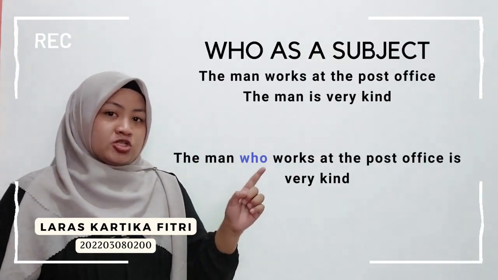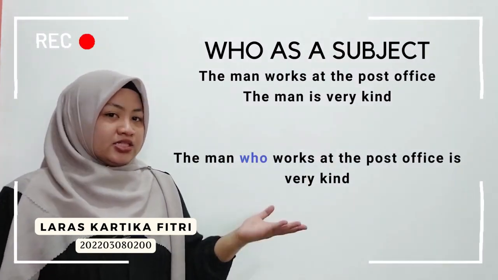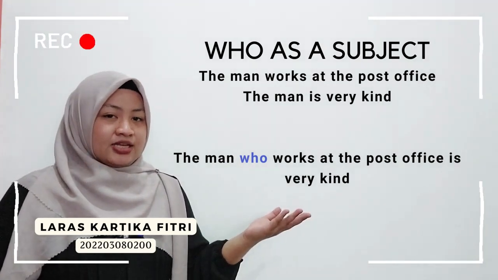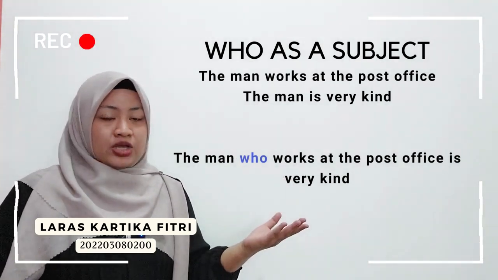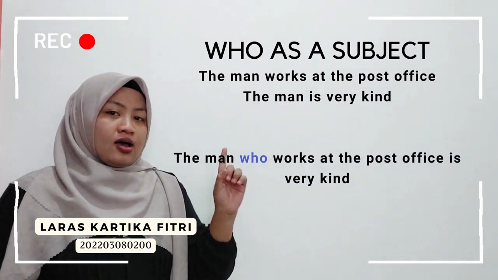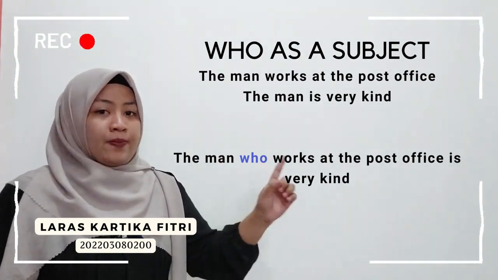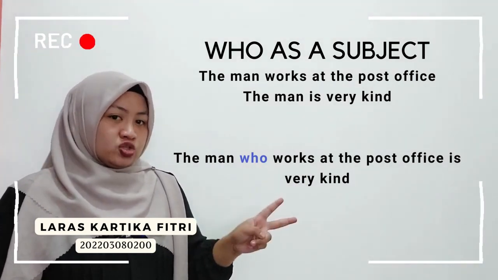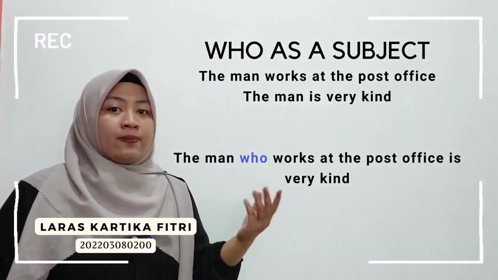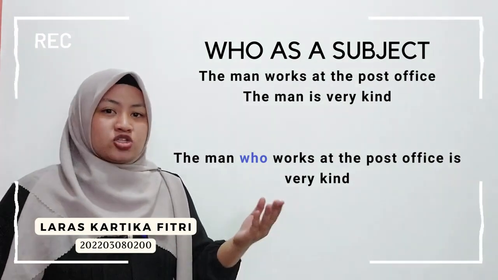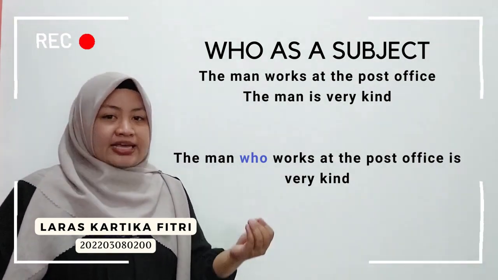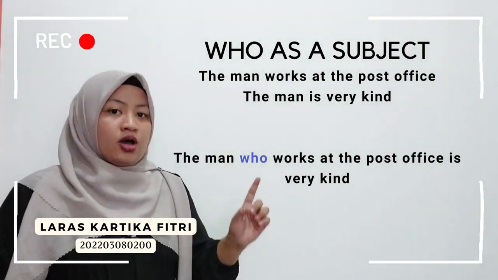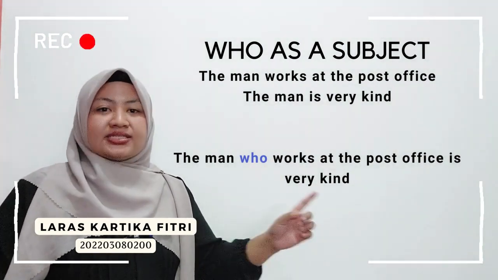Whom is for a person as a subject. These are the sentences. We have two kinds of sentences here. The first one is: the man works at the post office, and the man is very kind. These two sentences talk about the man. So the sentences become: the man who works at the post office is very kind.